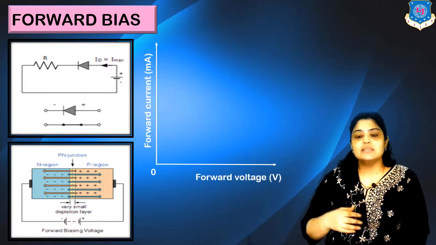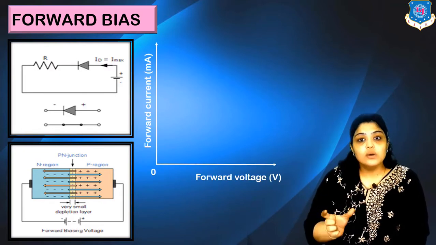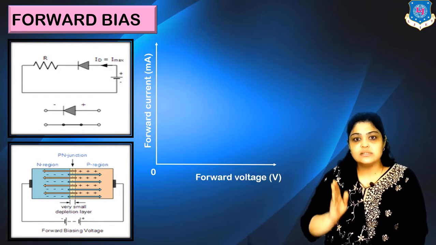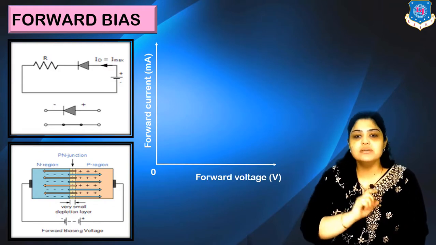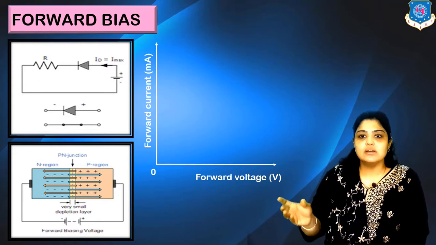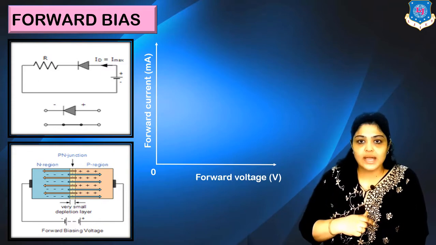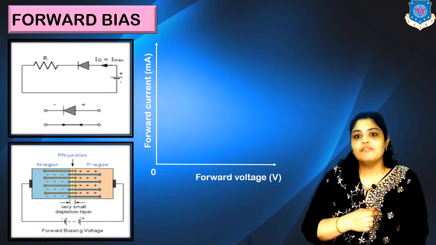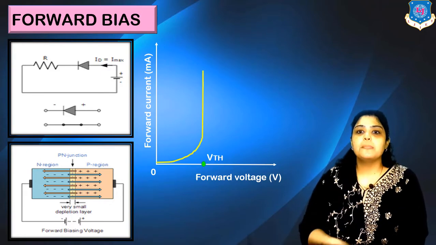So in this case, I will draw forward voltage along the x-axis, forward current in milliamperes along the y-axis. Because this is forward bias condition, we use the terminology forward voltage and forward current. Let's see how the graph varies. This is how the graph varies.